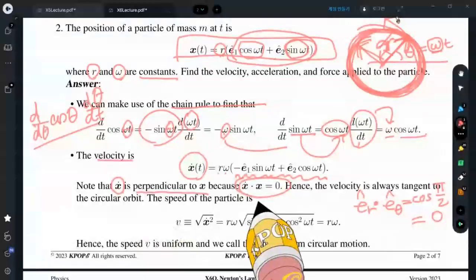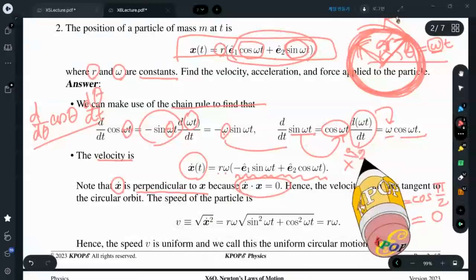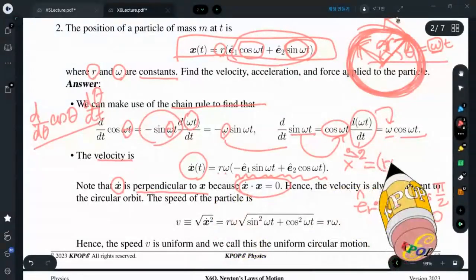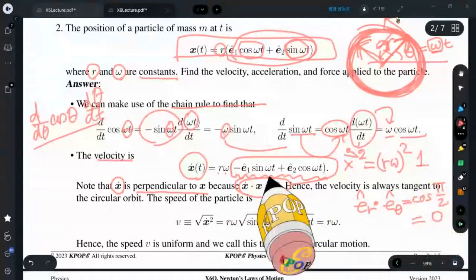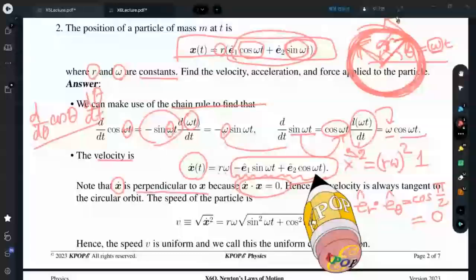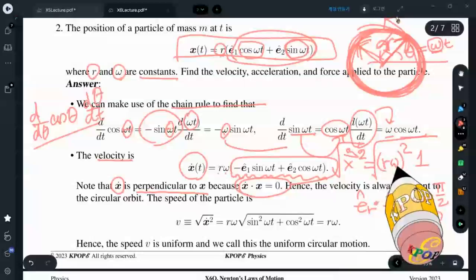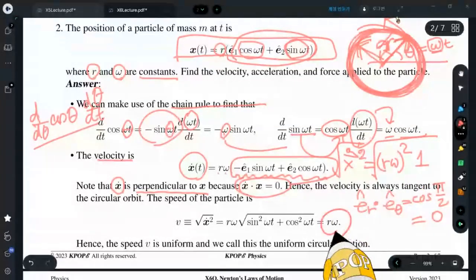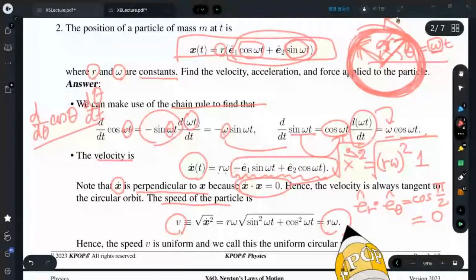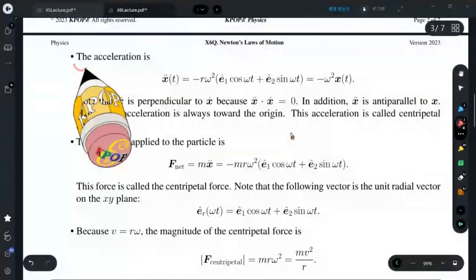The speed of the particle: take the scalar product with itself, r omega squared, and this is a unit vector. So sine squared plus cosine squared is 1. We take the square root of it because r and omega are positive constants. The answer is r omega. So the speed of the particle is r omega for the uniform circular motion. What happens to the acceleration?